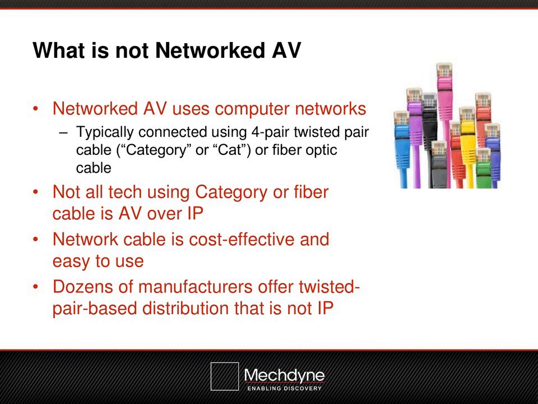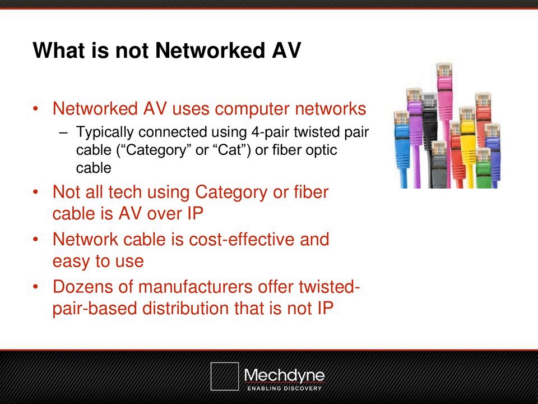Before we can go too far into what networked AV is, I wanted to spend a couple of minutes to talk about what networked AV is not. It can be very confusing if you just look at some of the connectivity involved. While networked AV uses what's called a category cable, it's very familiar. You have seen them often. You connect them to your computer to get to the network. There are different category levels. The most common category today is a category 6 cable, or a Cat 6 cable. It might also be a fiber optic cable.